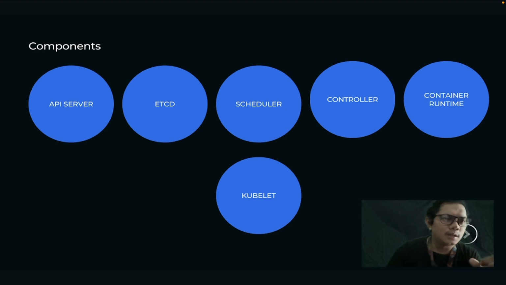Next is the etcd store. Think of etcd as Kubernetes' brain and memory. It's a distributed, reliable key-value store where all cluster-related data lives. And when you have multiple nodes and multiple masters in the cluster, etcd makes sure all that information is stored and synced perfectly across nodes.